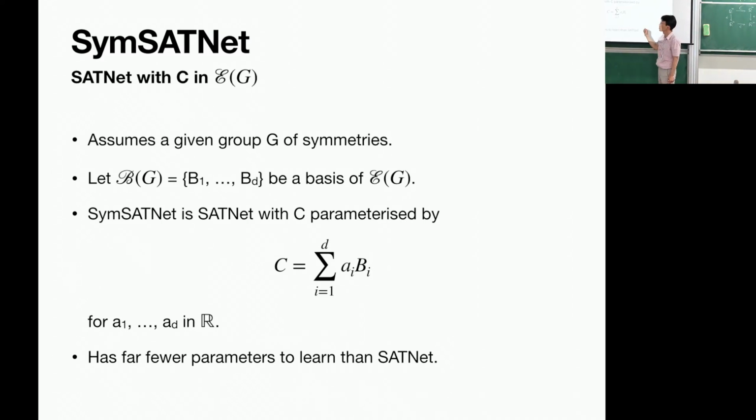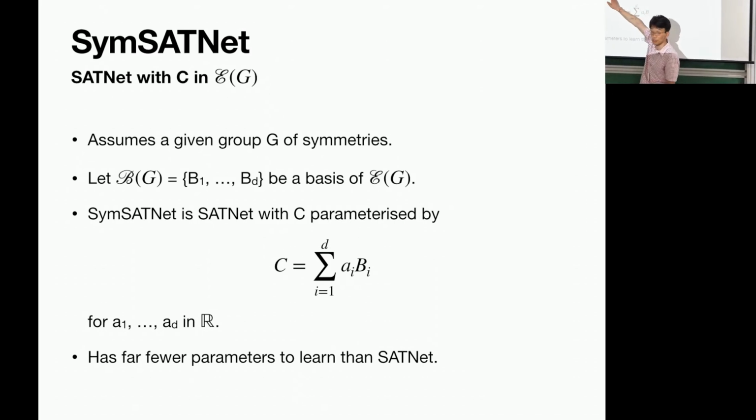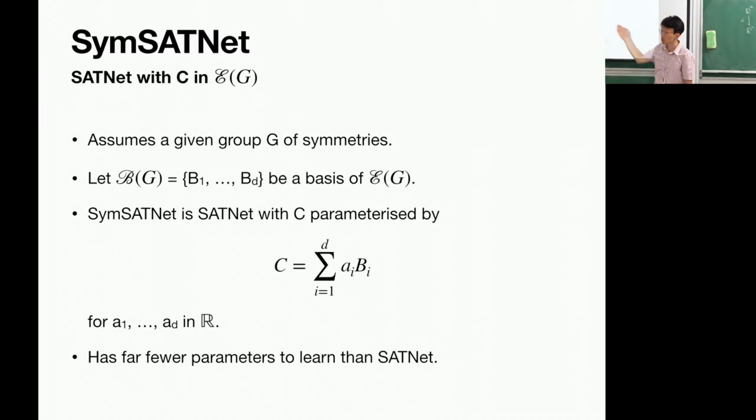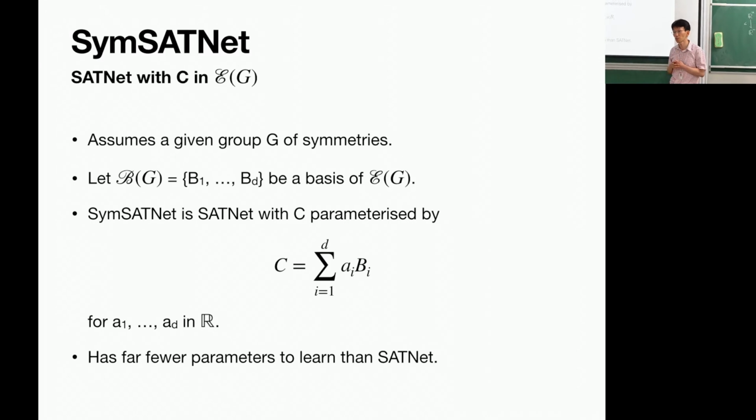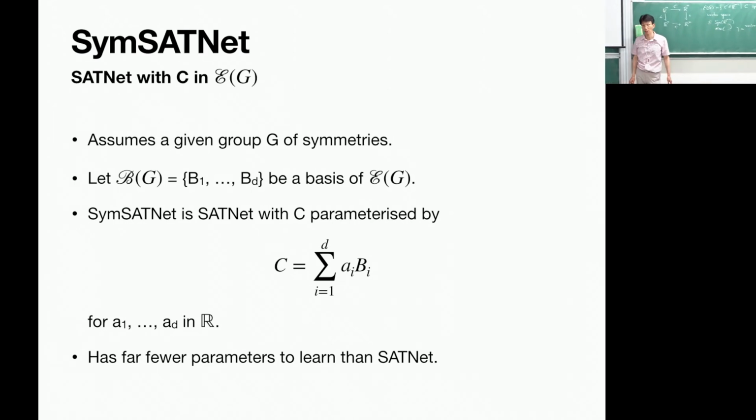SymSATNet assumes the group of symmetries is given, although C is not given. So it knows that the unknown C, which we want to learn from examples, lives in this space of equivariant n by n symmetric matrices. Given G, if G is of some specific form, there's an automatic way to generate each basis, and then we parameterize C as a linear combination of these basis matrices. As I said before, the dimension of the equivariant space, which corresponds to D in this case, is much smaller than the dimension of the symmetric matrices on R^(n square).